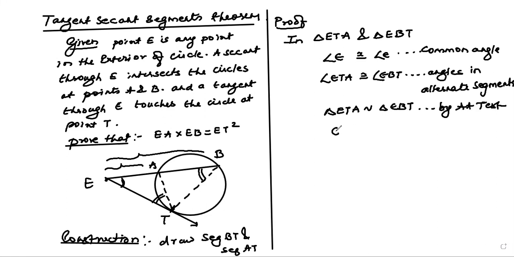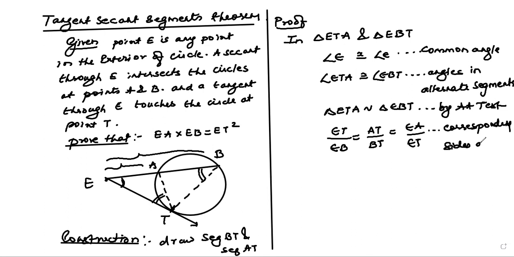Now, once the triangles are similar, the corresponding sides are in proportion. ET upon EB equals AT upon BT equals EA upon ET, corresponding sides of similar triangles. The first ratio and the last ratio will give me ET squared. So I rewrite ET upon EB equals EA upon ET. Cross multiply: ET squared equals EA into EB. Very important, children, surely this can be asked in your exam. With this, the theorems of the third chapter come to an end.